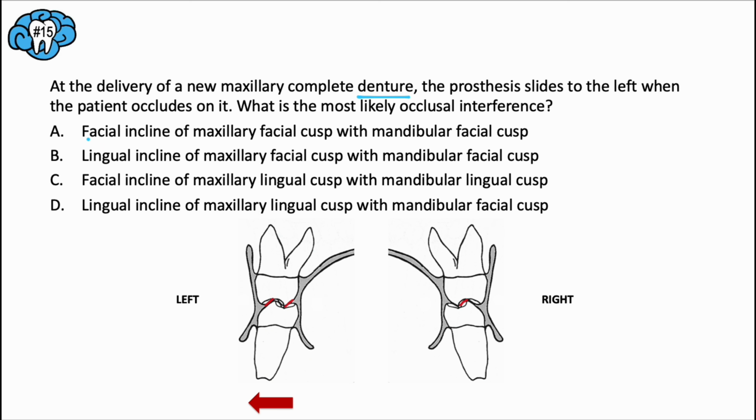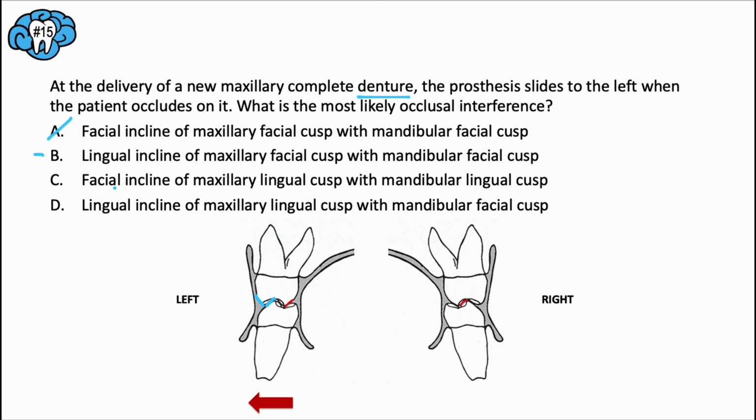So option A says facial incline of maxillary facial cusp. So the facial facing incline of the maxillary facial cusp isn't even contacting anything, so it can't be that answer. Let's go to option B, lingual incline of maxillary facial cusp with mandibular facial cusp. Okay, so that one is talking about this incline. All right, that looks pretty good. We'll put a little mark next to that one.